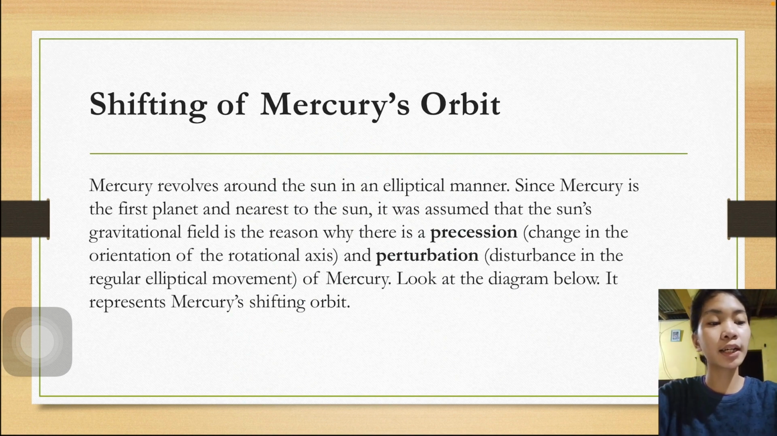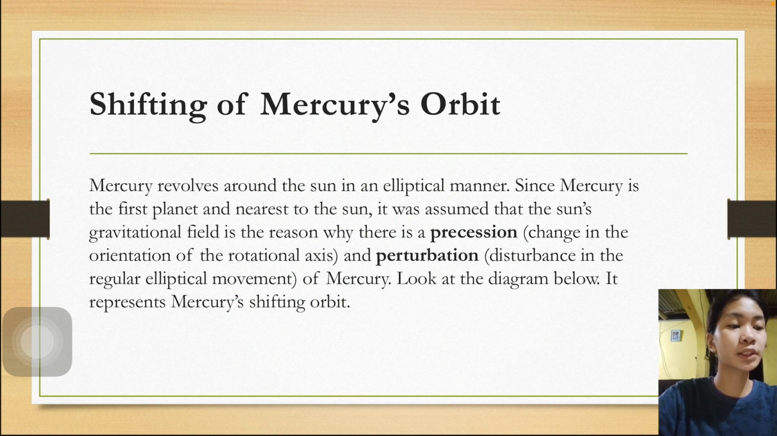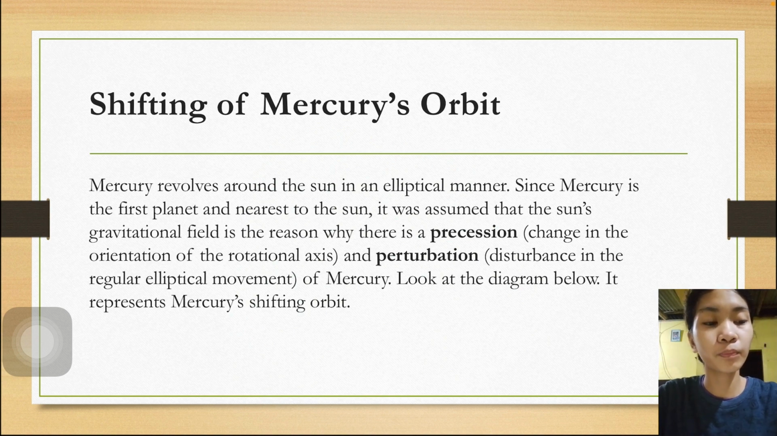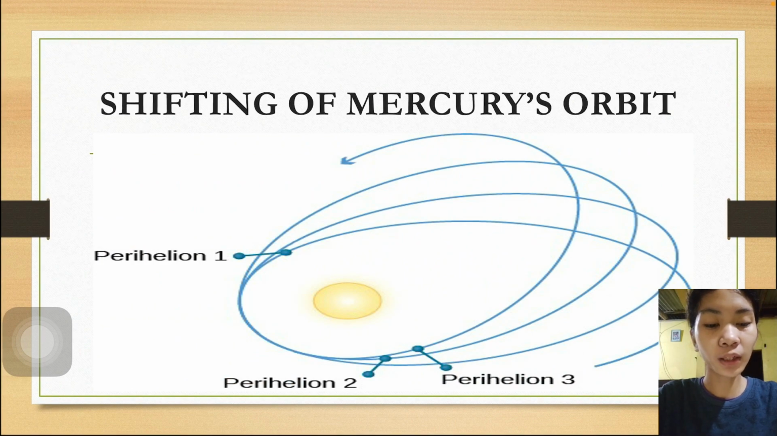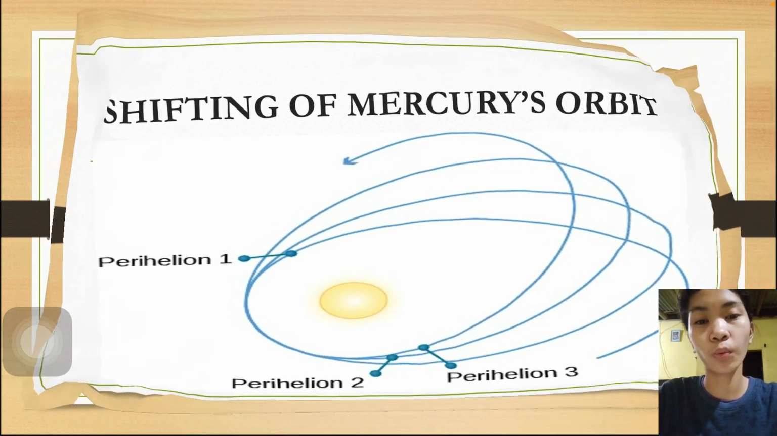Sa diagram, makikita natin ang precession ng Mercury's orbit at yung mga point na malapit sa Sun ay yung perihelion. Kung makikita natin yung orbit ng Mercury, ang ellipse ay pumapalibot sa araw.